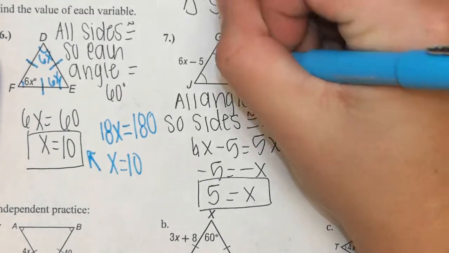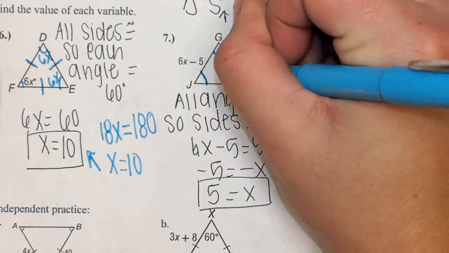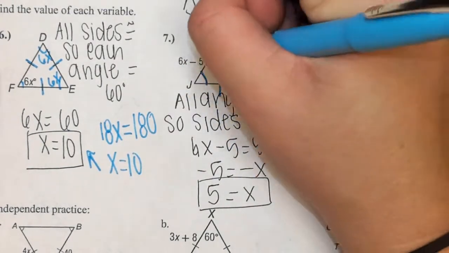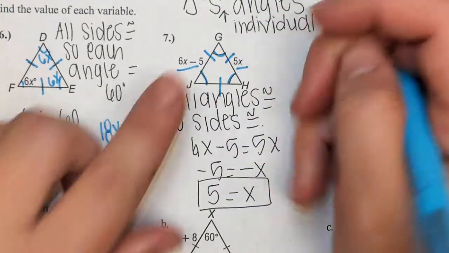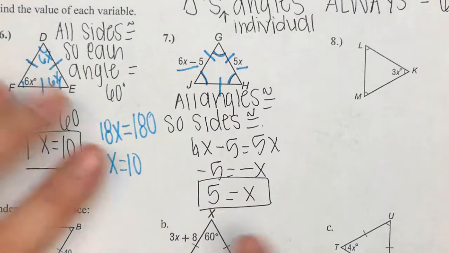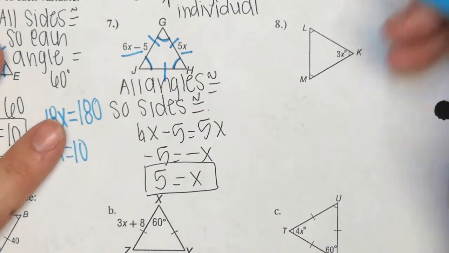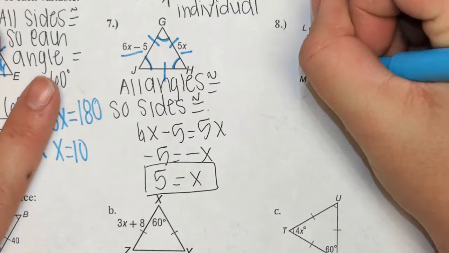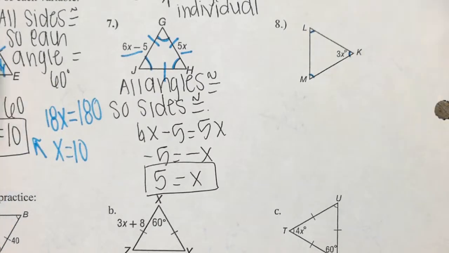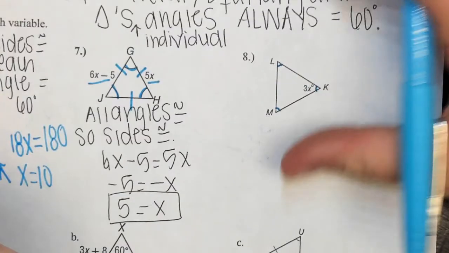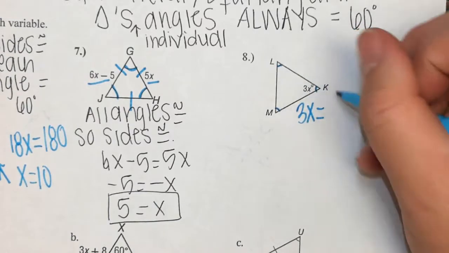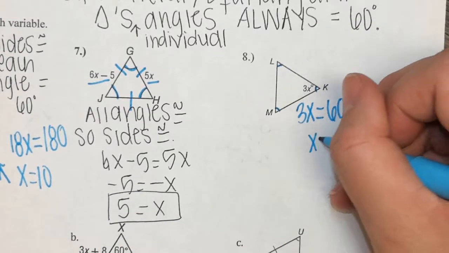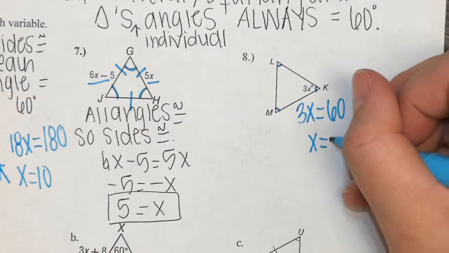Okay, on 7, backwards. All the angles are the same, so that means all the sides are the same. So I'm trying to solve for x. So set these two equal and solve. Number 8, you have a rainbow, one rainbow on each angle. That means they're all equal to 60. So if this is 3x and it's equal to 60, you can set those two equal and solve to get 20.